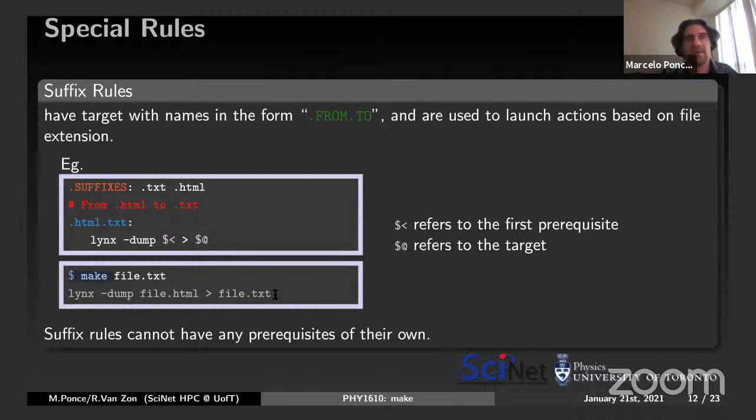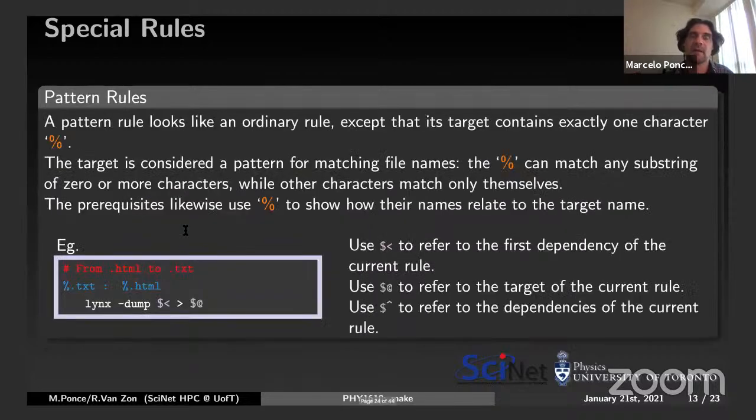Okay. Now, one thing is suffix rules cannot have any prerequisites of their own, because the prerequisite is indicated in the from-to. So that is a little bit of a restriction with respect to these rules. The other type of rules that we can have are pattern rules. They look like any ordinary rule, except that the target contains exactly one percent character.